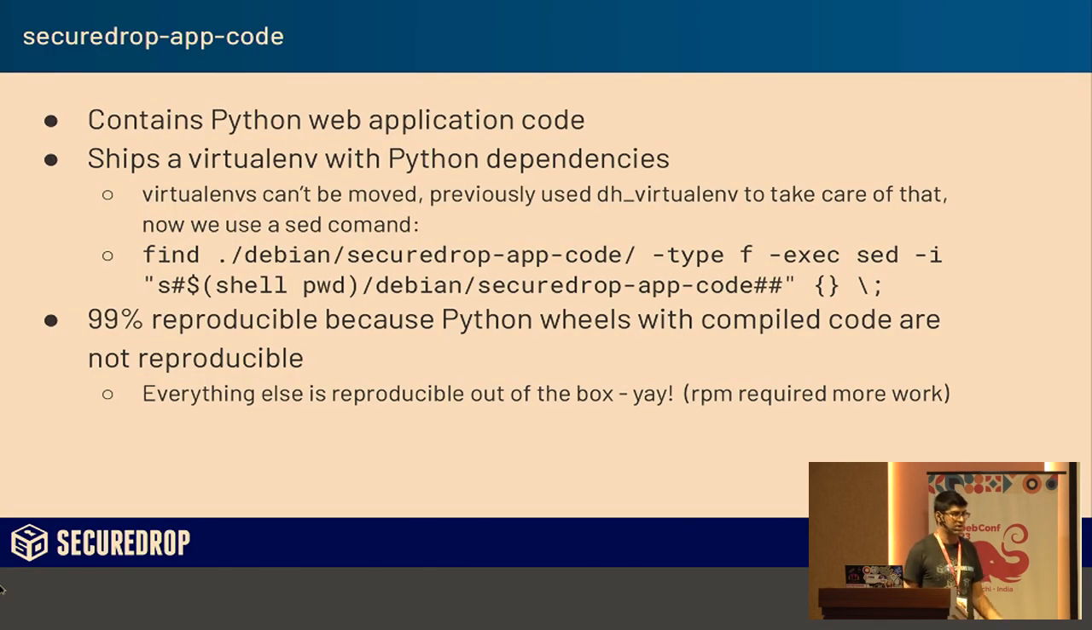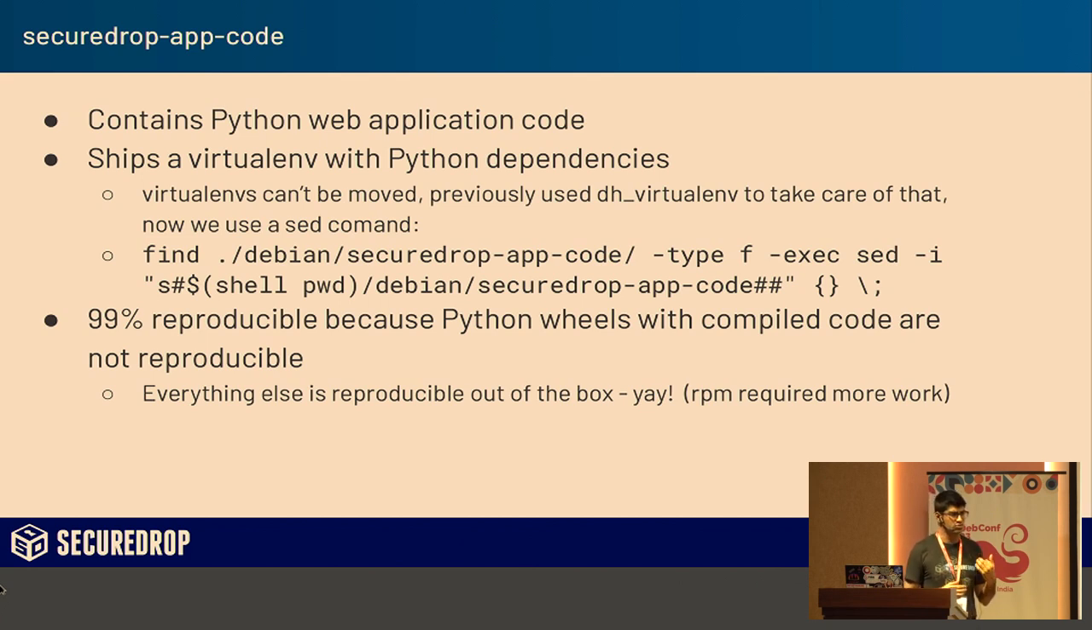So the main package that we have is called SecureDrop App Code. And as the name kind of gives away, it contains the Python web application code. We do something a little weird in that we ship a virtual environment with Python dependencies inside the package instead of using Debian Python package dependencies. This causes a number of interesting problems, namely, one, that virtual environments cannot be moved. Once you create a Python virtual environment, it hard codes the path in the environment itself, and then renaming it or moving it is incredibly difficult.